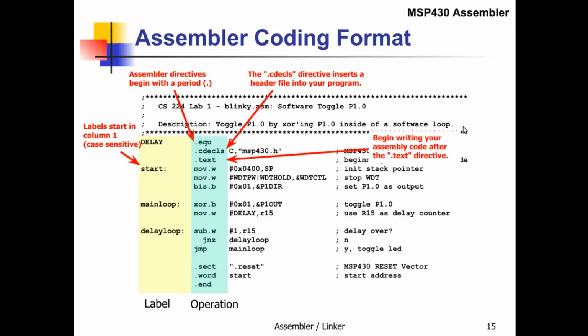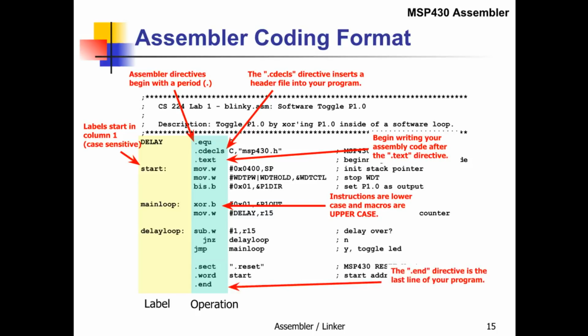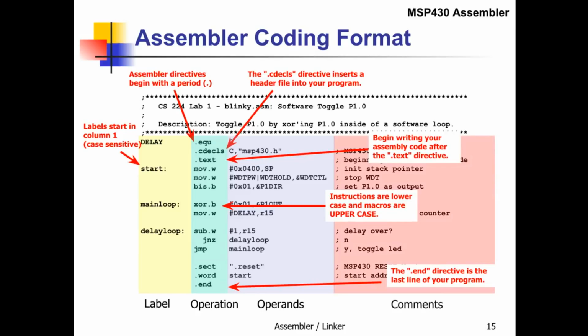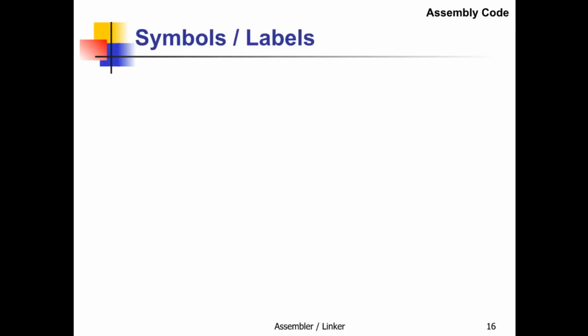You begin writing your assembly code after the .text directive, and the instructions are in lowercase and macros are in uppercase, and you end your assembly program with a .end directive. This column here is the operands, and this column over here is the comments.